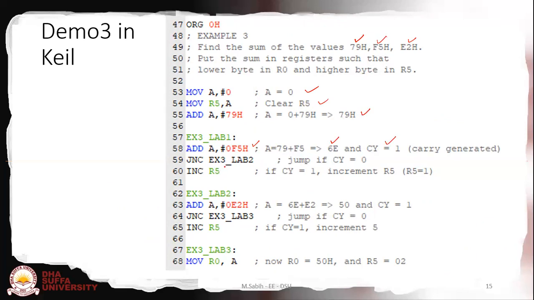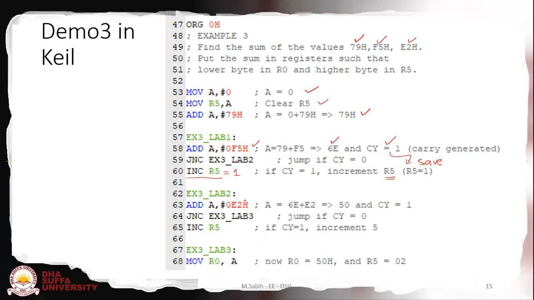And then we are jumping to the next label if the carry flag is not generated, okay? So if the carry flag is not generated, we will directly come here, but a carry flag is generated. So we need to save it. So we come here and save the carry flag in R5. And this is how we are doing it, because R5 was 0, so incrementing R5 makes it 1, the carry flag.